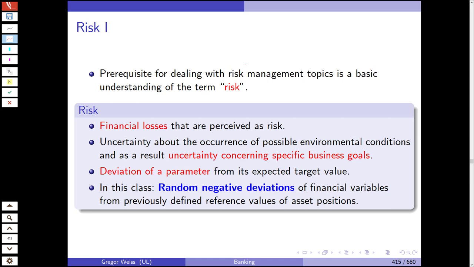But in this class, and usually throughout finance, risk is understood, at least in risk management, as the random negative deviation of financial variables from previously defined reference values of asset positions. So we have an asset or any financial position. We expect this position to have a certain value, and as soon as the true value of that financial position, usually in the future, might deviate from that expected value, and usually in a negative way, we have what we call risk.